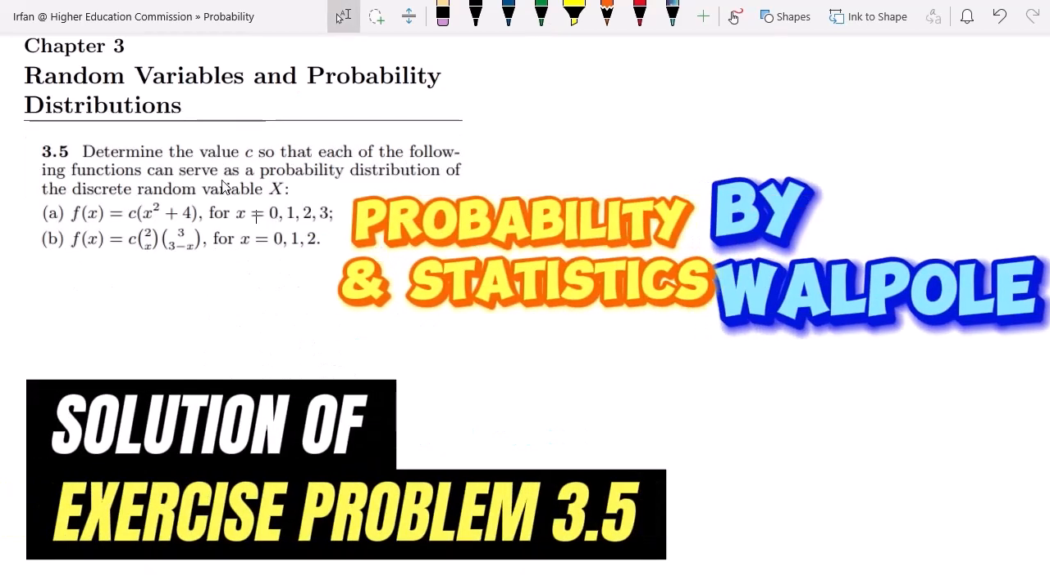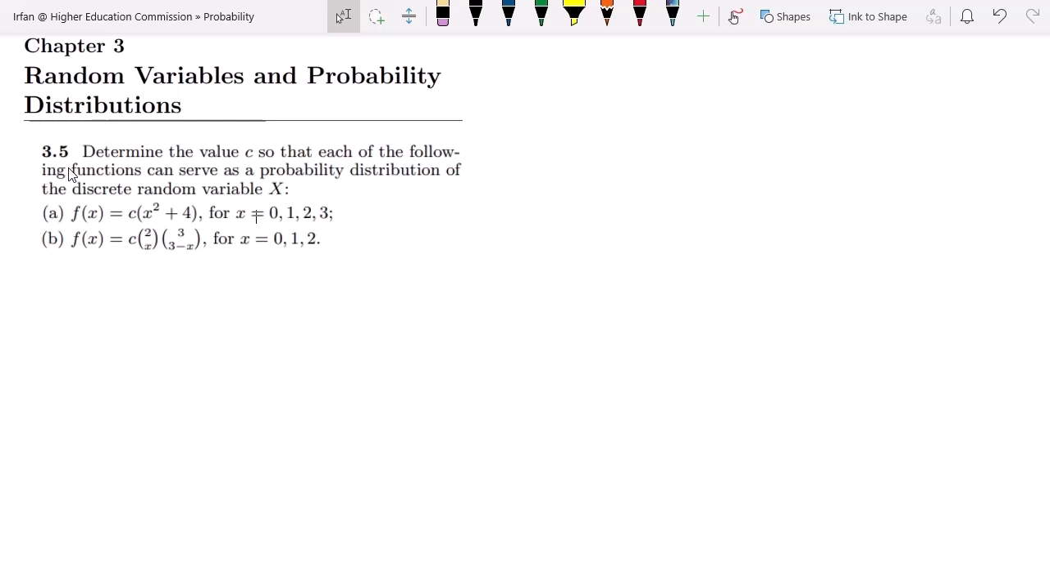Welcome back, guys. I hope all of you are fine. This is question 3.5 of chapter 3, and the statement is: determine the value of C. We have to find the value of C so that each of the following functions can serve as a probability distribution of the discrete random variable x. Here we have part A and part B, and we have to solve them for certain values of x which are given here.